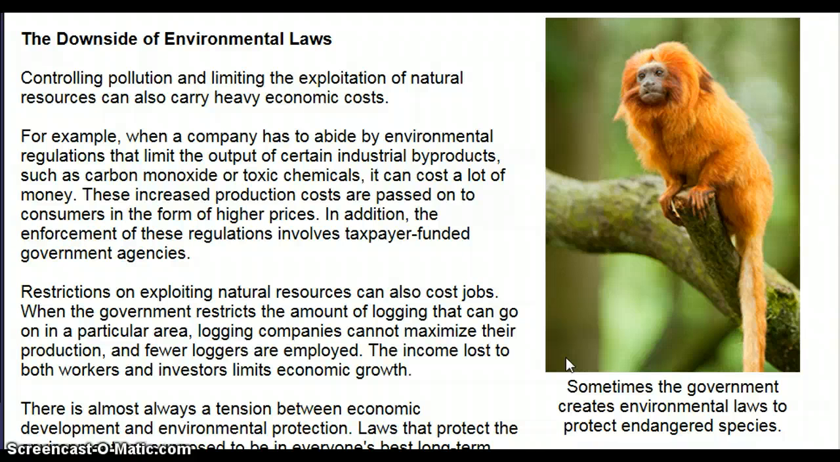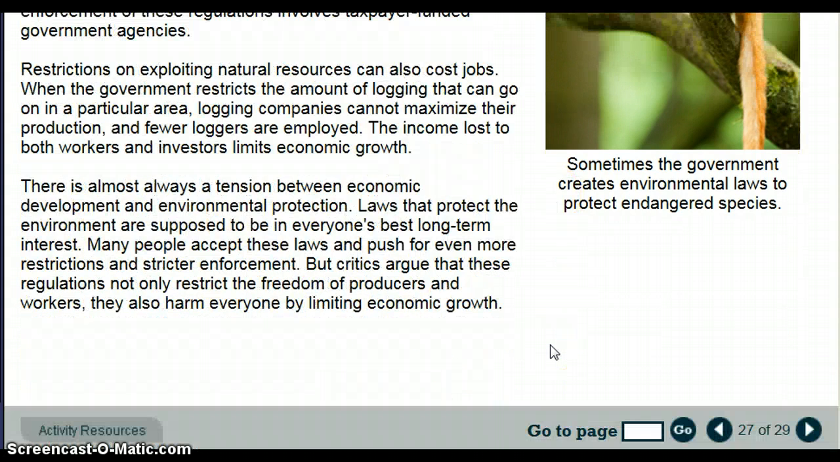For example, when a company has to abide by environmental regulations that limit the output of certain industrial byproducts, such as carbon monoxide or toxic chemicals, it can cost a lot of money. These increased production costs are passed on to consumers in the form of higher prices. In addition, the enforcement of these regulations involves taxpayer-funded government agencies. Restrictions on exploiting natural resources can also cost jobs. When the government restricts the amount of logging that can go on in a particular area, logging companies cannot maximize their production, and fewer loggers are employed. The income lost to both workers and investors limits economic growth.